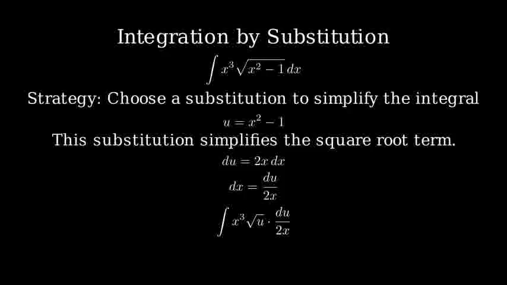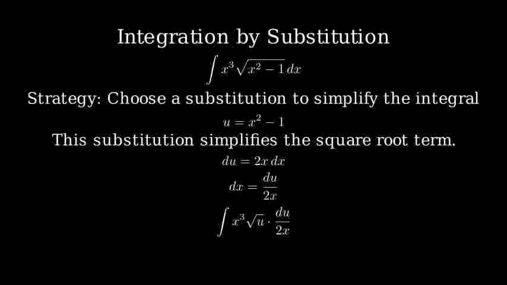The integral of x cubed square root of x squared minus 1 becomes, substituting x squared minus 1 as u, x cubed times the square root of u times dx, which is du over 2x. By simplifying, we see that x squared times the square root of u times du over 2. This results when we take out one factor of x in the fraction.